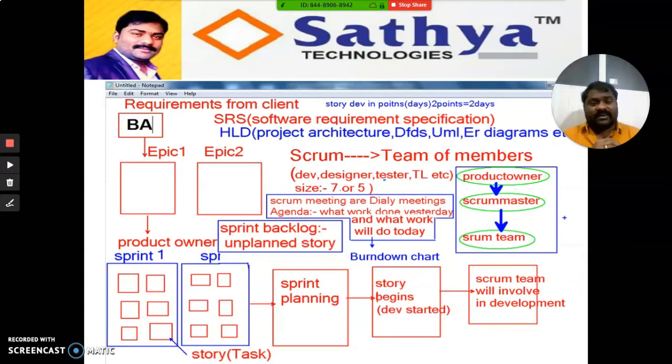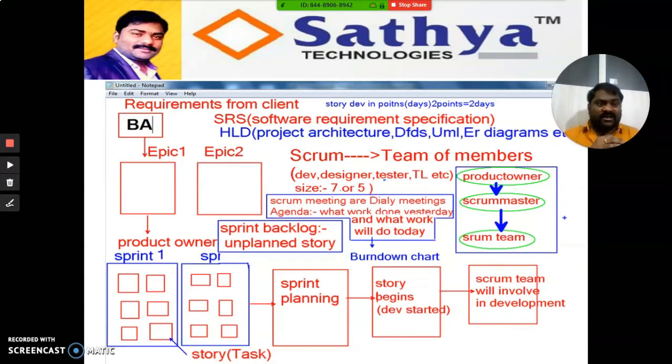He is the head. He is responsible for giving guidelines to the Scrum team. The main responsibility of the Scrum master is to make the Scrum team develop the story successfully.